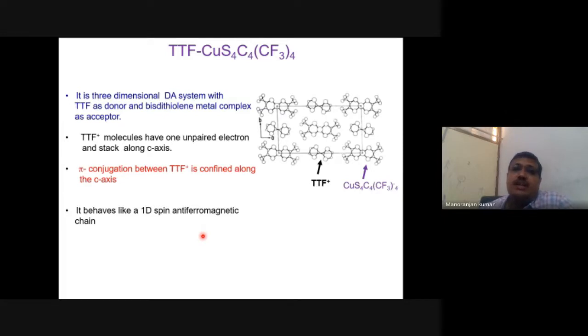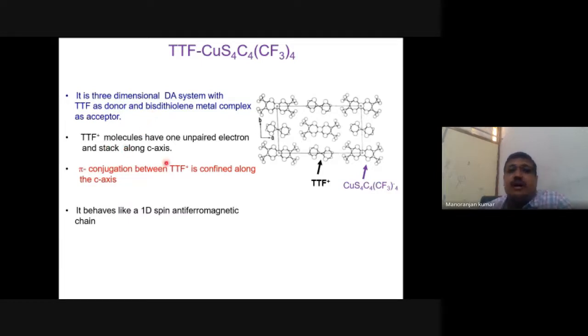For the second material, we are going to take this metal organic compound, which is again a three-dimensional system. It is a three-dimensional donor-acceptor system with TTF as the donor and a bis-dithiolene metal complex as the acceptor.